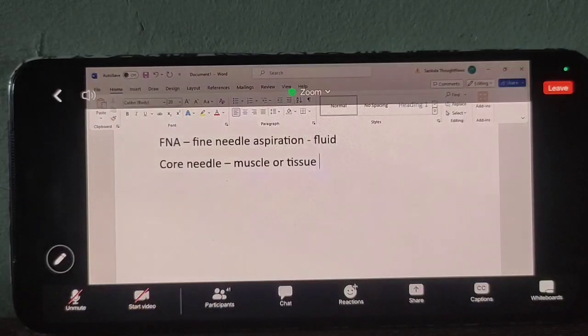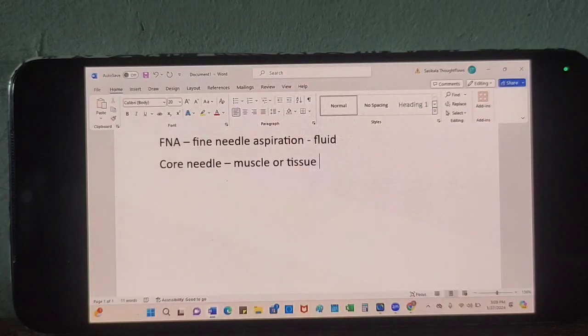In core needle biopsy, doctors will take muscle or tissue as a sample. In FNA, doctors will take a fluid as a sample. Did you understand the difference? Yes, ma'am.